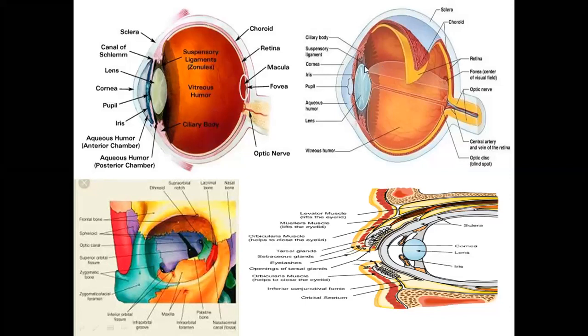Okay, so beta, this is the lens. The lens has an anterior capsule, a posterior capsule, the anterior cortex, the posterior cortex, and the nucleus of the lens. In some conditions it becomes clouded. This condition is called cataract. So what is cataract?